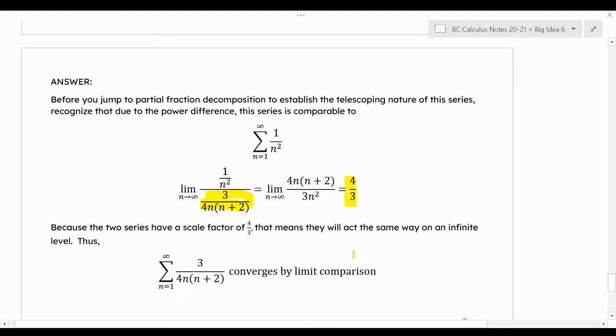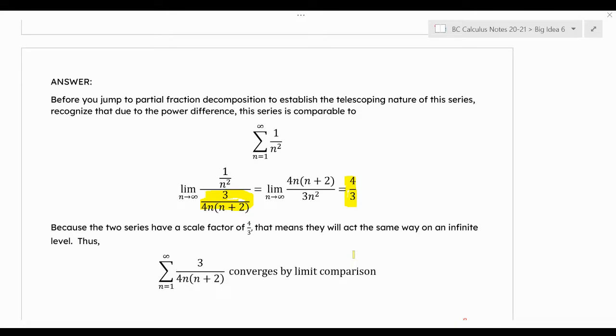I know 1 over n squared is a convergent p series, so I now know by limit comparison that 3 over 4n times n plus 2 is going to converge. Now, do I know what it converges to? No, this test only tells me converge or diverge. It's just a test. It's not something that gives me any real sum. That goes back to the big question, does it converge or diverge? That's what these tests are for. And then what does it converge to? That's a much harder question to answer because we can only really do it with geometric and telescoping series.